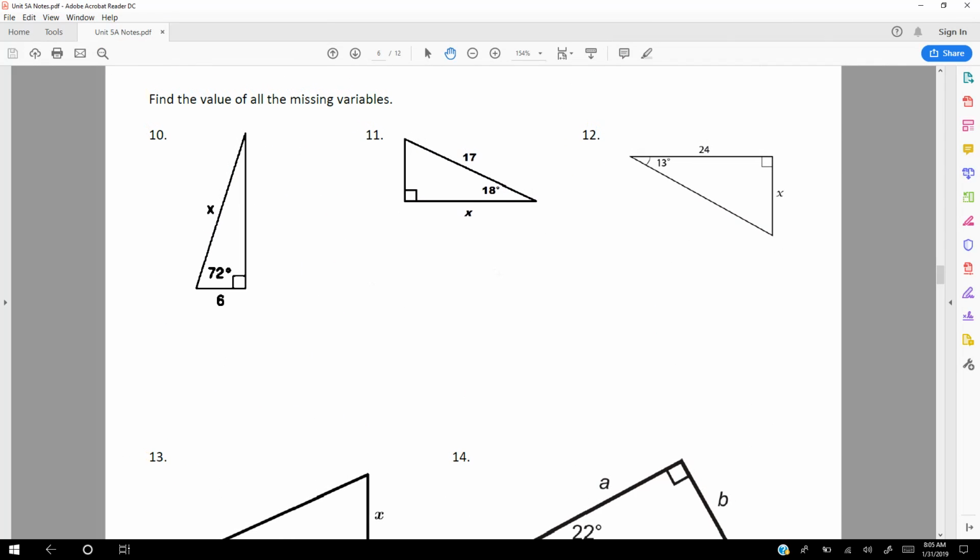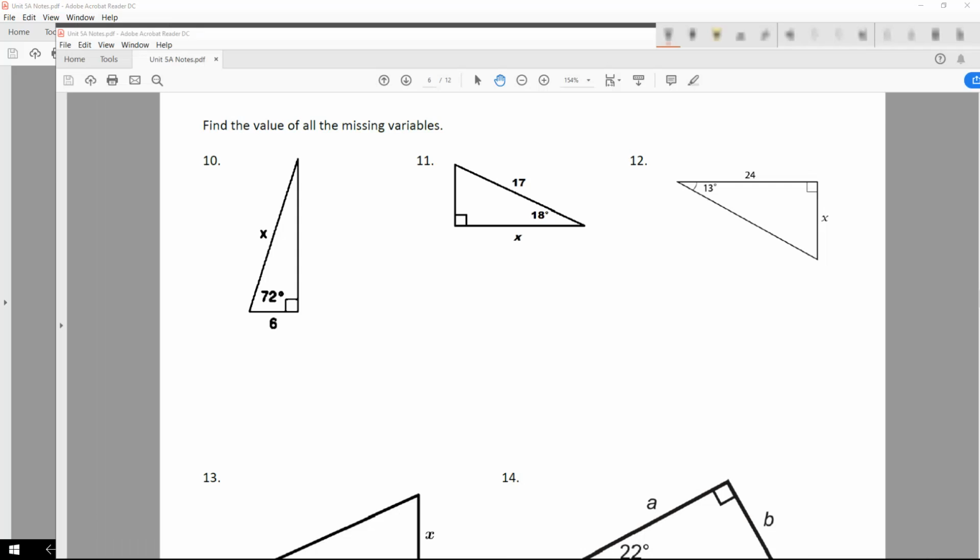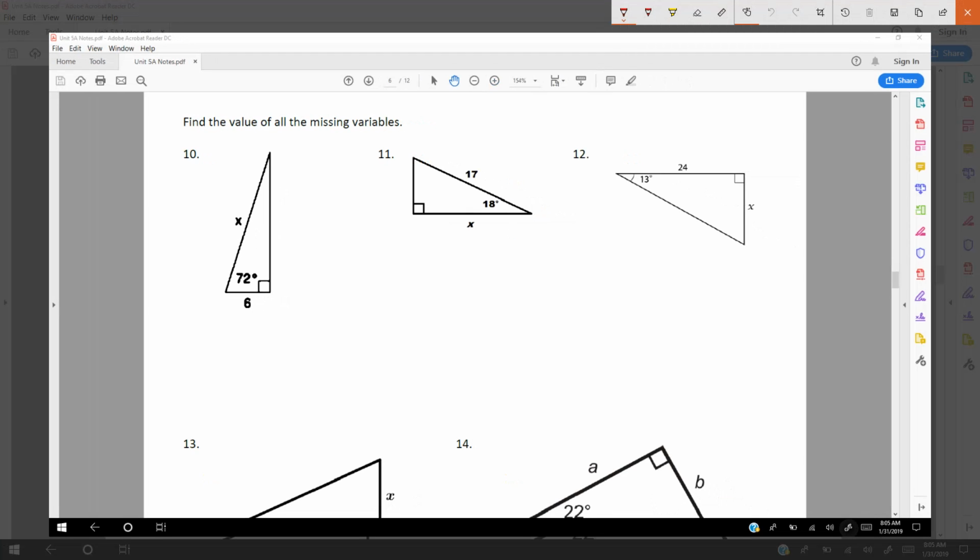Let's do it about there. All right, I'm going to go even faster. I'm not going to pause anymore. So this is theta, cross, that's a hypotenuse. So that's adjacent over hypotenuse. So that's cosine of 72 equals 6 over x.